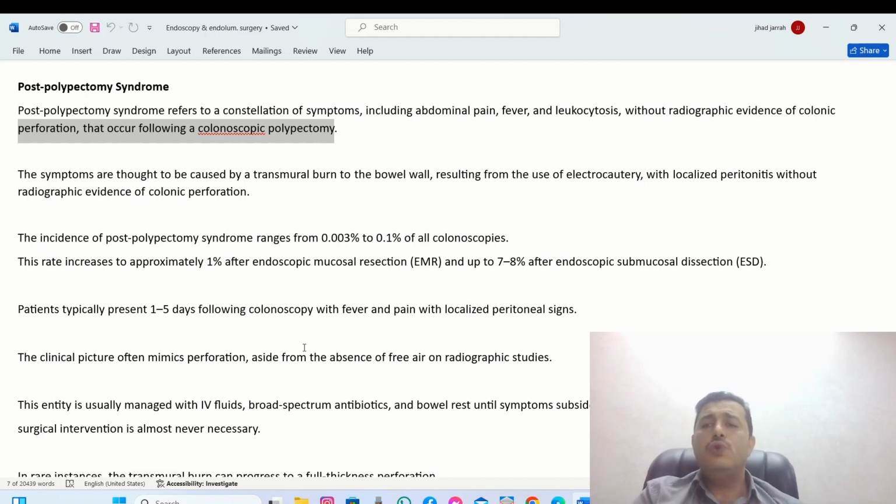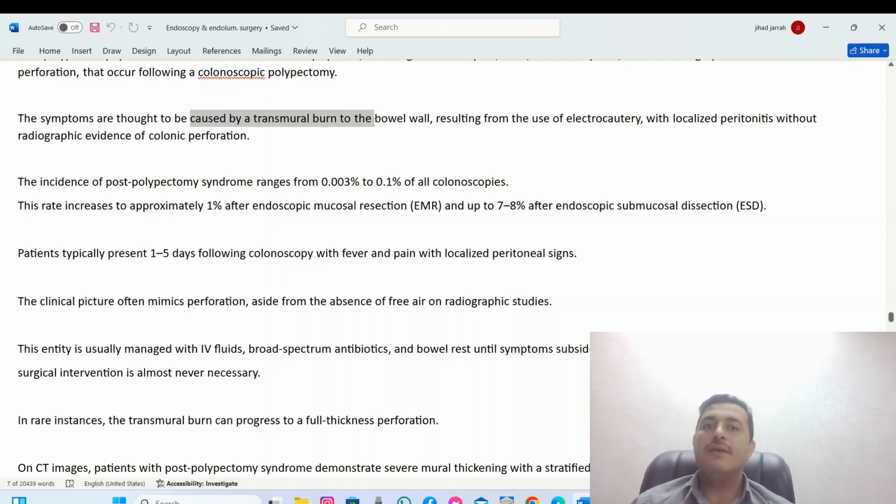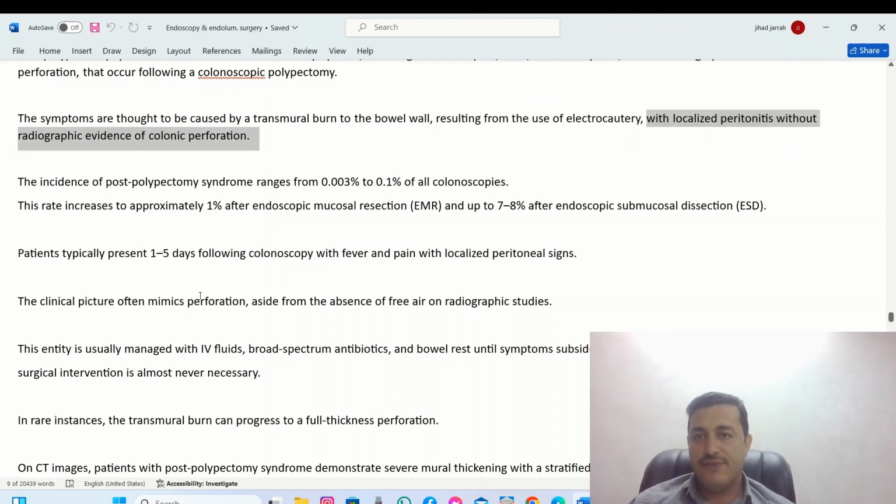This is usually due to the transmural burn that can be caused while performing the polypectomy. You can see here that it is caused by a transmural burn to the bowel wall, with localized peritoneal signs and no radiological evidence of colonic perforation. The risk is increased with endoscopic mucosal resection.